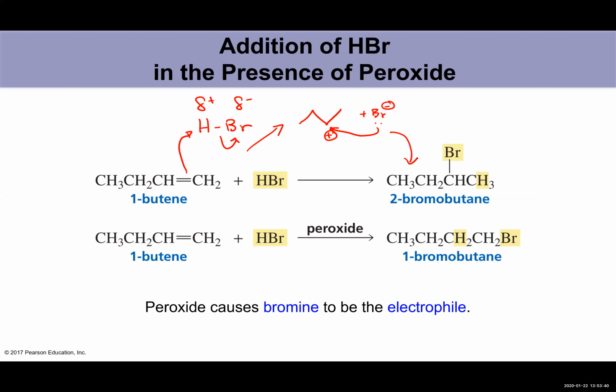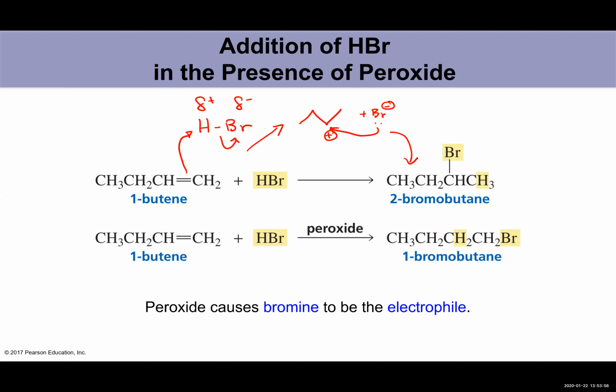And you get 2-bromobutane. And the reason you get this is because the primary carbocation is so much less stable than the secondary carbocation. That's where you're going to form the carbocation. When you do it with peroxide, it's that. The bromine's on the end.